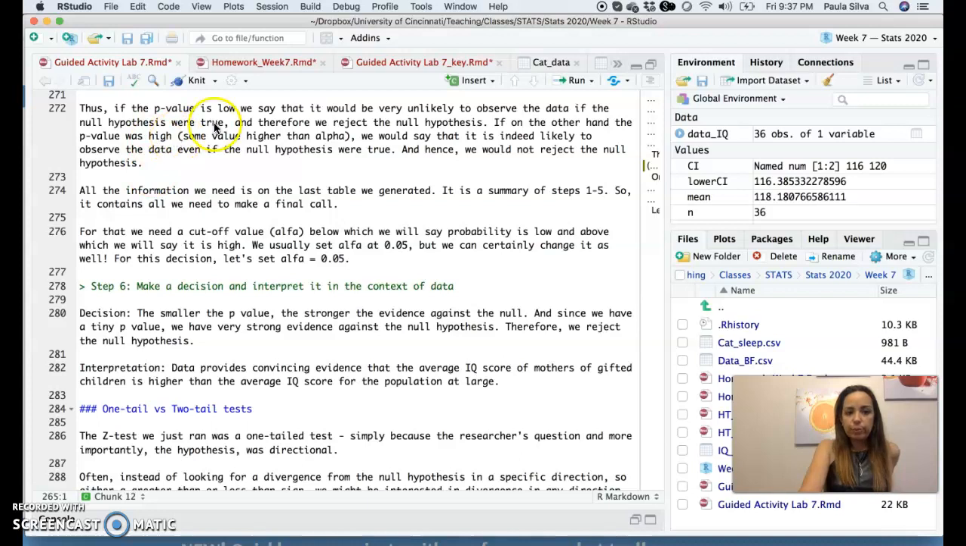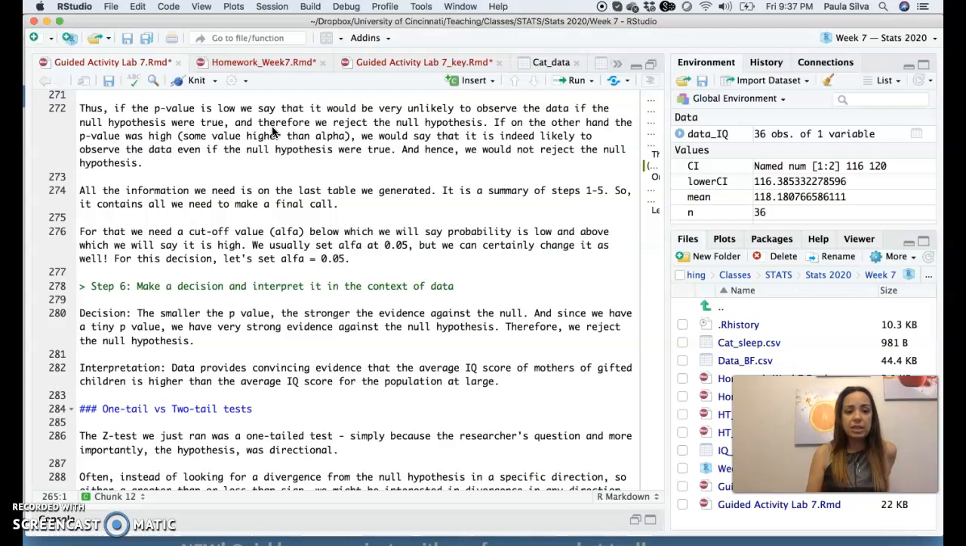If the p-value is low, we say that it would be very unlikely to observe the data that we observed, an average of 118, if the null hypothesis were true, and therefore we reject that null hypothesis. If, on the other hand, the p-value was high, greater than the magical 0.05 standard, we would say that it is indeed likely to observe the data if the null hypothesis were true. It's just sampling error. I just didn't get the 100 sharp because, just by chance, you might not get that if you sample repeatedly from the population. And hence, we would not reject the null hypothesis.